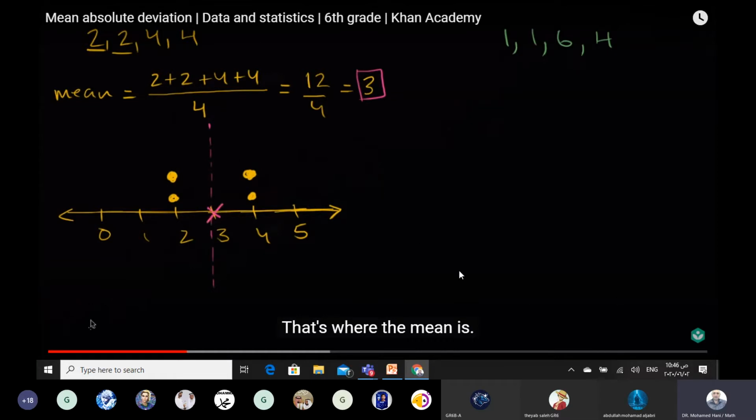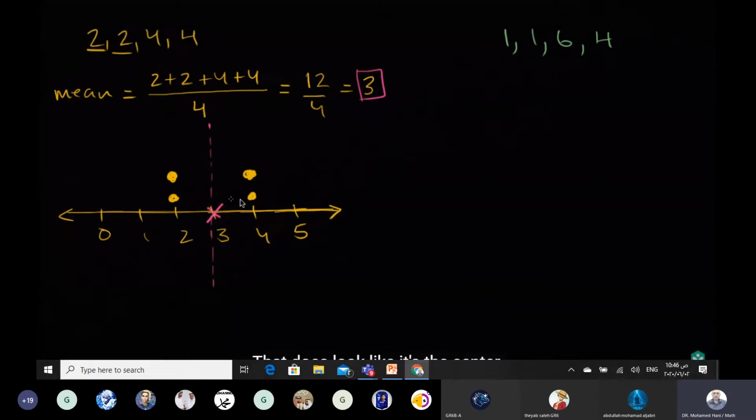Continue now. That's where the mean is. All right, well, we've visualized that a little bit, and that does look like it's the center. It makes sense. So now let's look at this other data set right over here.